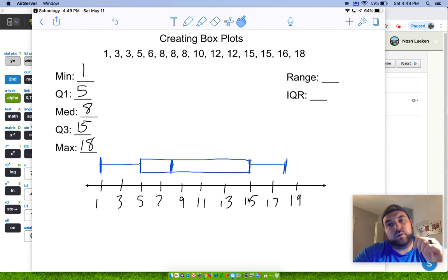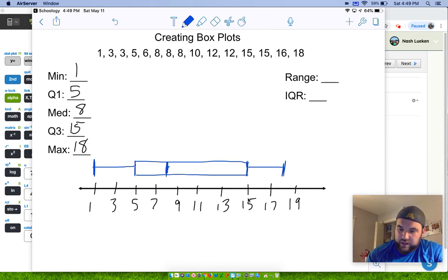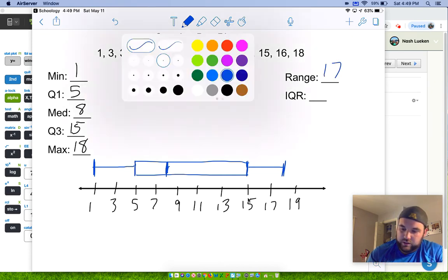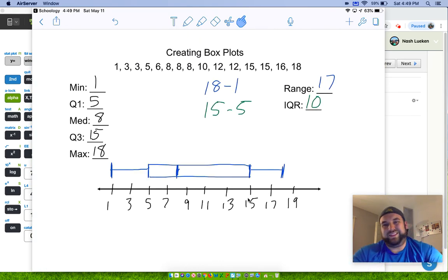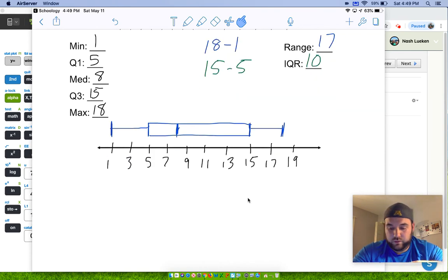And then the last thing we're going to do is figure out what's the range and what's the IQR. So range is going to be 18 minus 1, or 17. And then the IQR, you take third quartile minus first quartile, that gives me 10. And again, range and IQR might not seem useful right now, and it's kind of because we're not using it in a useful manner. But it's important information or topic when we're talking statistic or statistical analysis.